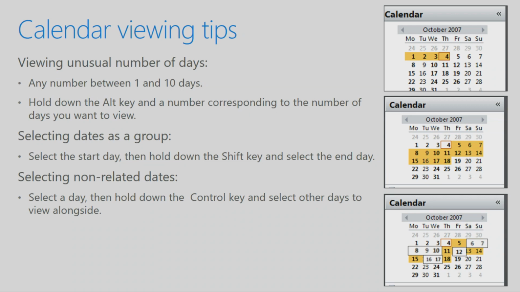You can also look at non-related dates. What you'll do here is you'll hold down your Control key and you'll click whatever days you want to look at. So if you wanted to create a view where you were looking at the 1st, the 15th, and the 19th of a given month, you would be able to do that using your Control key.